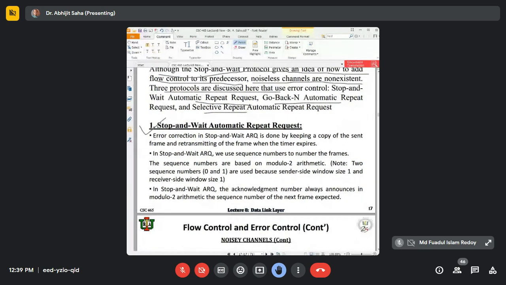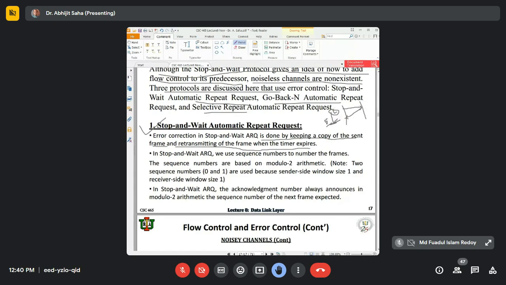What is happening here? It says that error correction in stop and wait ARQ is done by keeping a copy of the same frame and retransmitting the frame when the timer expires. So when the sender sends a frame to the receiver, it actually starts a clock. Okay, so after sending, it waits. It sets a time, for example 5 seconds. It's too much time, but it's an example. So it waits for the acknowledgement. If it gets the acknowledgement within 5 seconds, that means it ensures that yes, the frame has been received by the receiver.